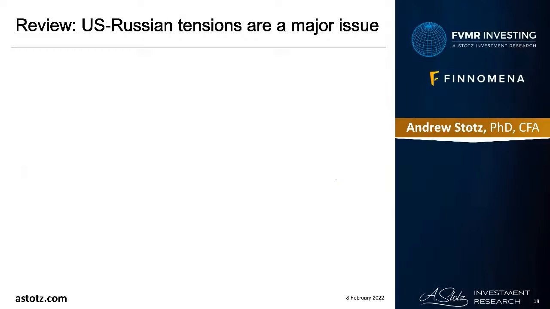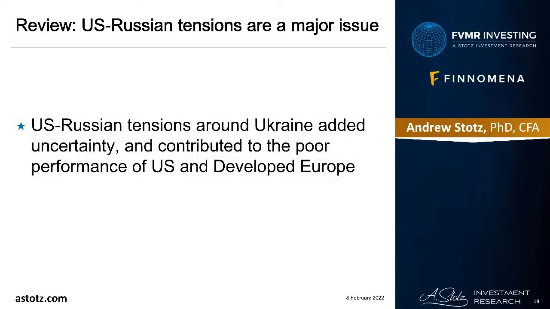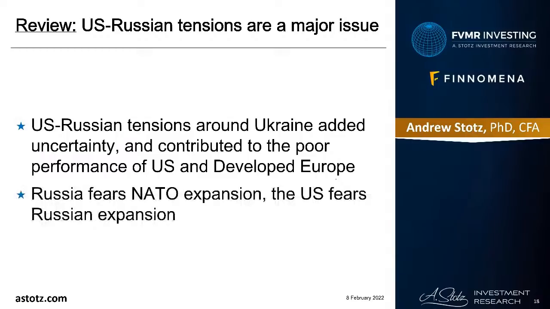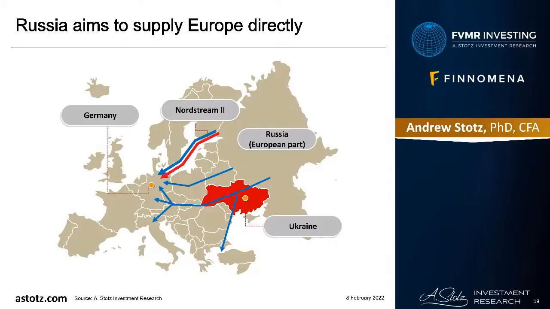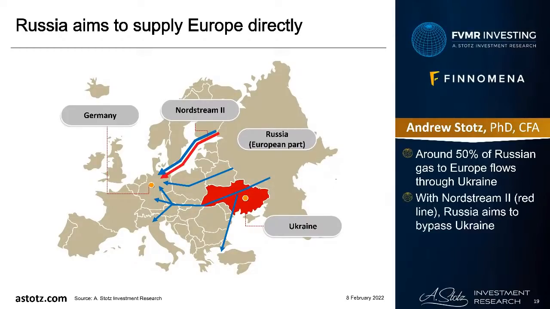So US-Russian tensions are a major issue right now. And this is around Ukraine. And basically, it's contributed to some poor performance. Russia is fearing NATO expansion, and the US fears Russian expansion. Here is a map that I made to try to understand what's happening. Russia aims to supply Europe directly. So around 50% of Russian gas to Europe flows through Ukraine. With Nord Stream 2, which I show on this chart in the red line, Russia aims to bypass Ukraine. And yes, the US is fearing that Russia is going to regain control of Ukraine.